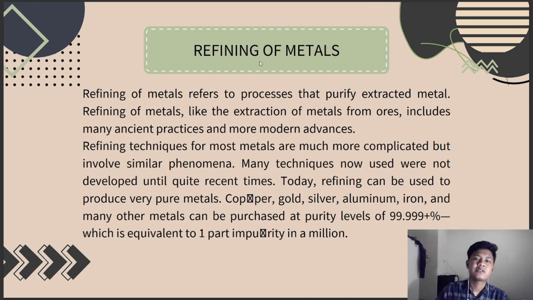So, the last topic is refining of metals. Refining of metals refers to the process that purifies extracted metal. Refining of metals, like the extraction of metal from ores, includes many ancient practices and more modern advances. Refining techniques for most metals are much more complicated but involve similar phenomena. Many techniques now used were not developed until quite recent times. Today, refining can be used to produce very pure metals. Copper, gold, silver, aluminum, iron, and many other metals can be purchased at purity levels of 99.9999%, which is equivalent to 1 part impurity in a million.